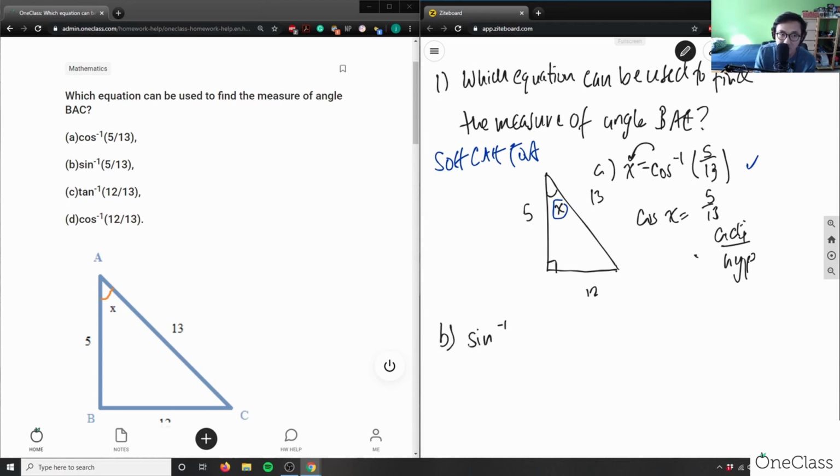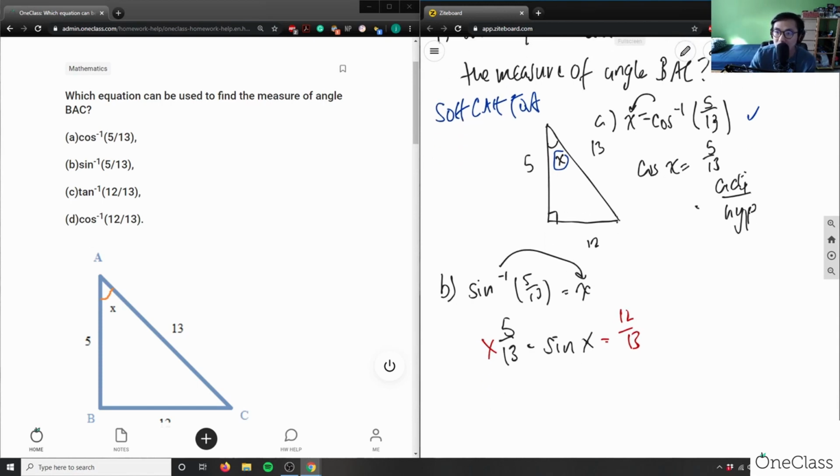So we have inverse of sine of 5/13 equals x. If I took sine to the other side, I would get 5/13 equals sine x. Remember, sine x is opposite over hypotenuse. Opposite here is 12/13, not 5/13. So this is the wrong answer, because this is supposed to equal 12/13, the opposite of x.